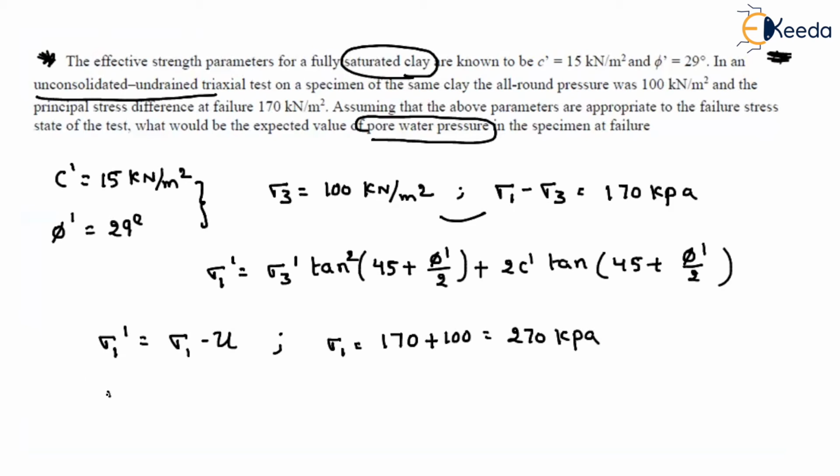So what will be the effective major principal stress? That is nothing but 270 minus pore water pressure. Similarly, what will be your effective minor principal stress? Directly 100 is given, 100 minus u. That's it. Substitute in the equation, find out the unknown u. Now substitute in the equation, how much will we get?